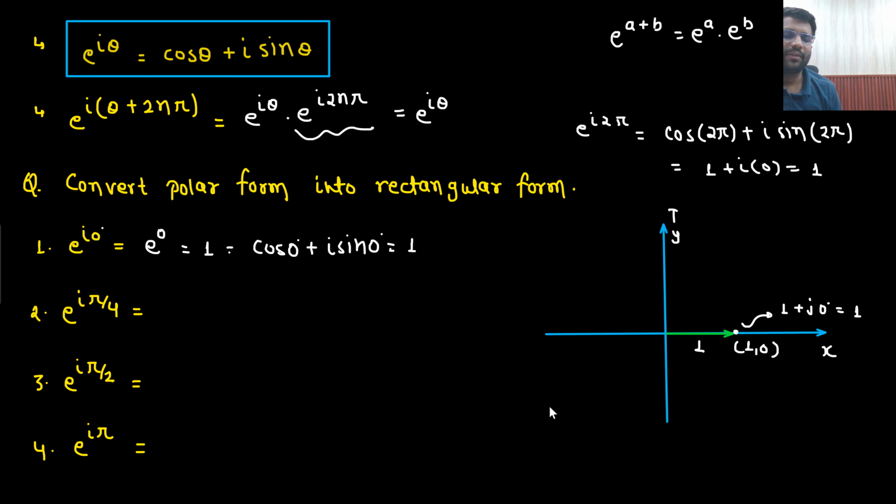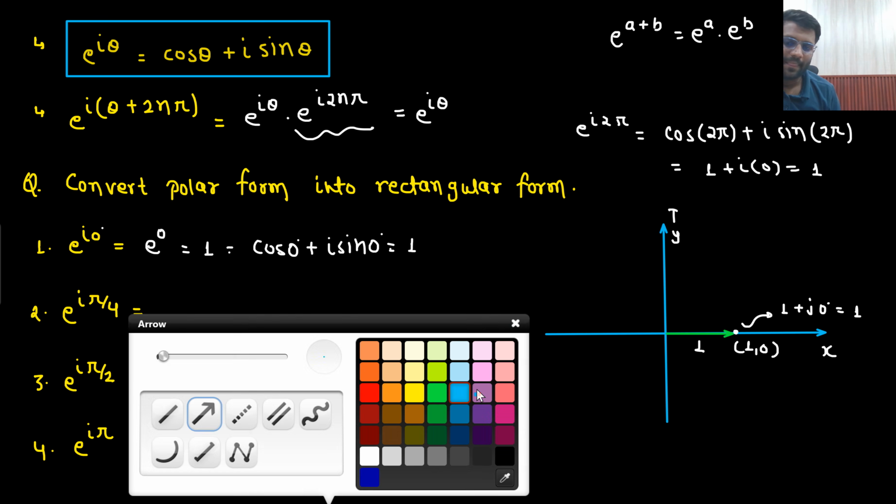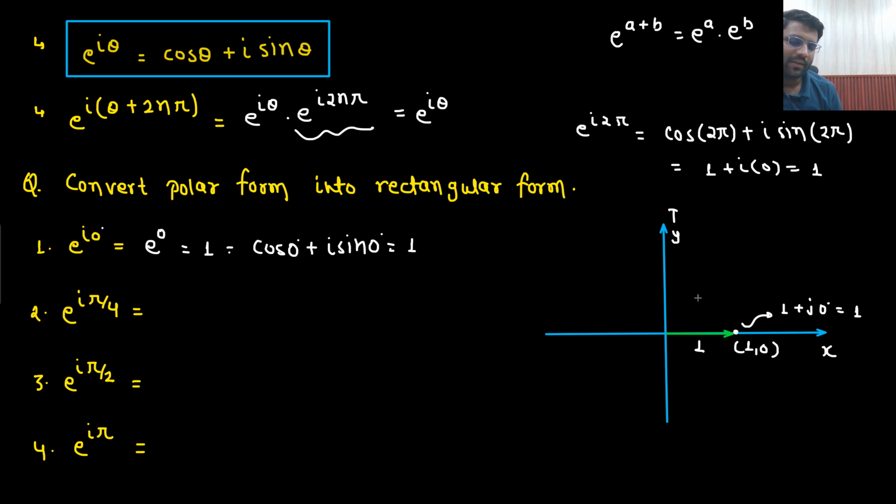e to the power j pi by 4. What is it saying? It is saying magnitude 1 making an angle of pi by 4 with positive x-axis. So what will be this coordinate? Sir, I can directly see it will be 1 multiplied with cos pi by 4, that will be 1 by under root 2. And 1 multiplied with sin pi by 4, that will be 1 by under root 2.